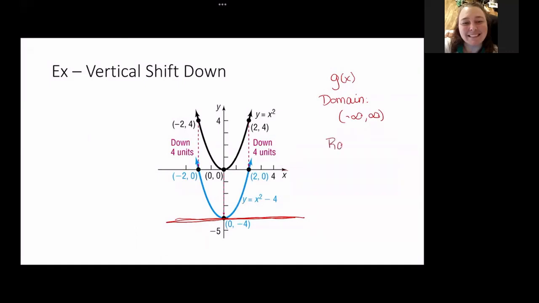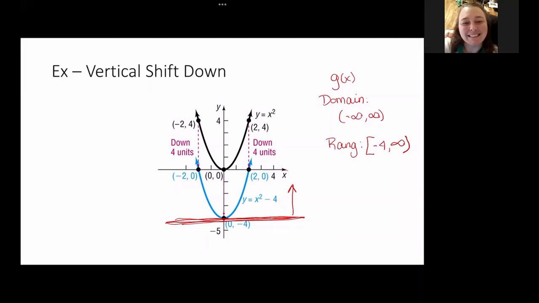But the range, on the other hand, is going to be slightly different. The range of g of x, which is the blue, is going to go from negative 4 up to infinity. So we shifted down by 4 units.